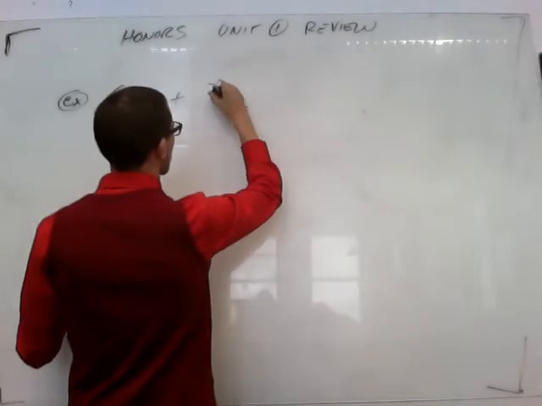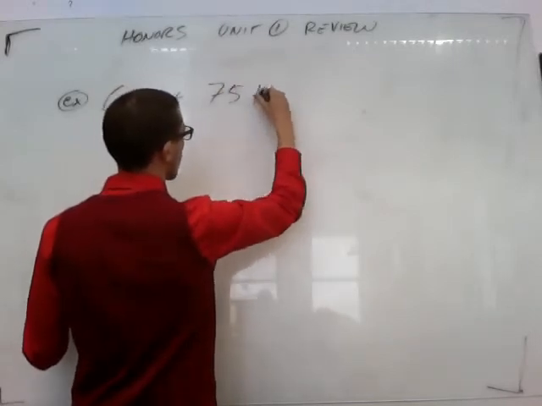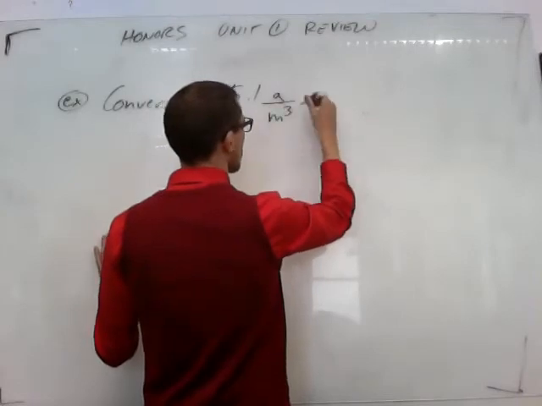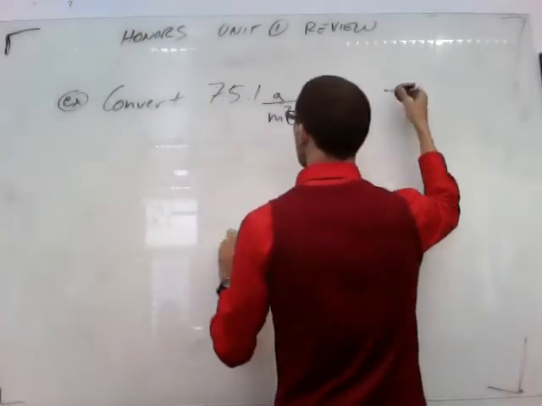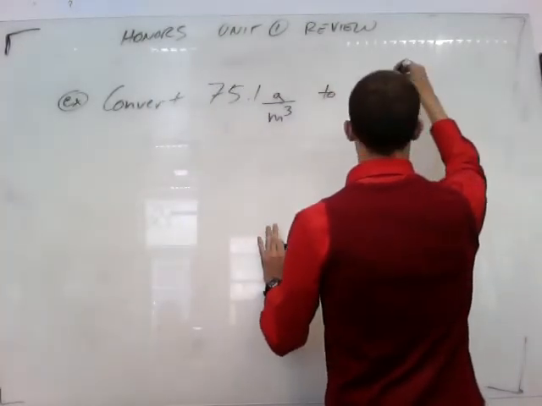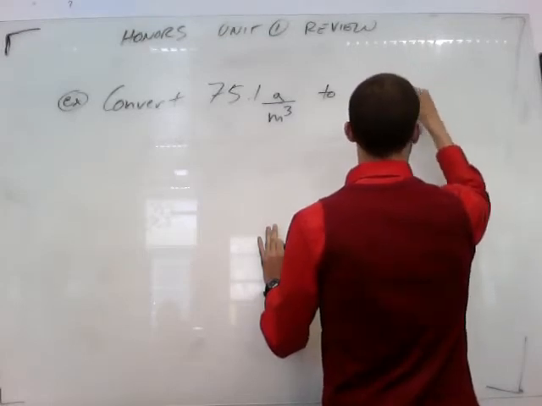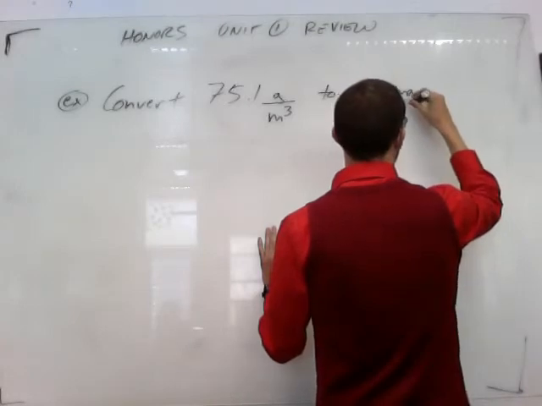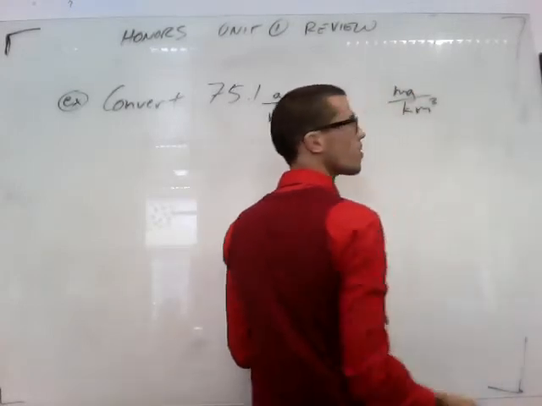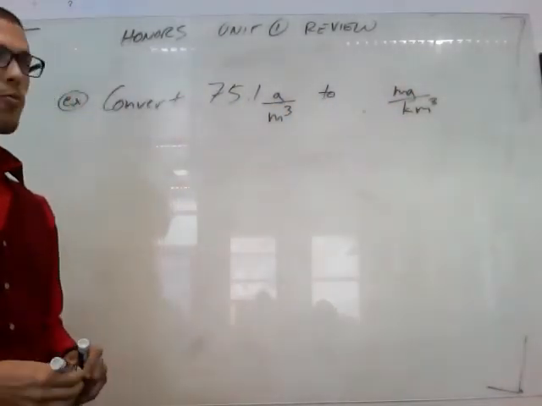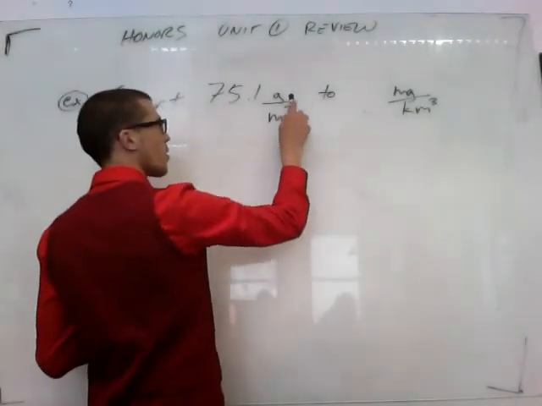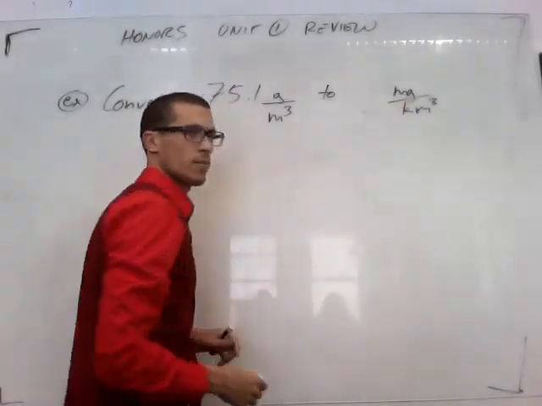I always start with 2. So let's do 75.1 grams per meter cubed to... let's use this unit, milligrams per kilometer cubed. So that's a really tough one because we're changing both parts of these units, both of them.